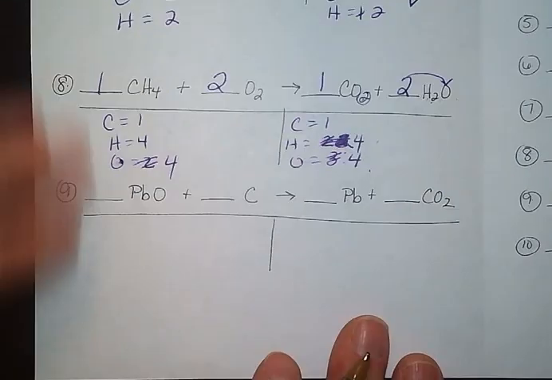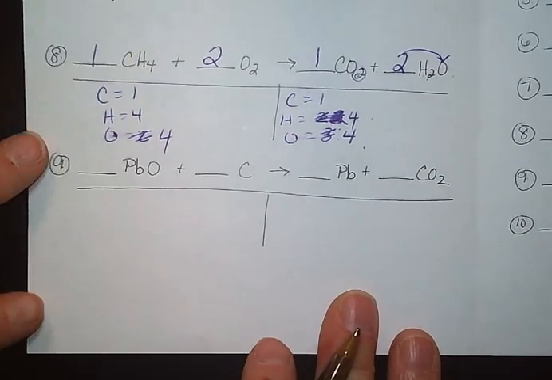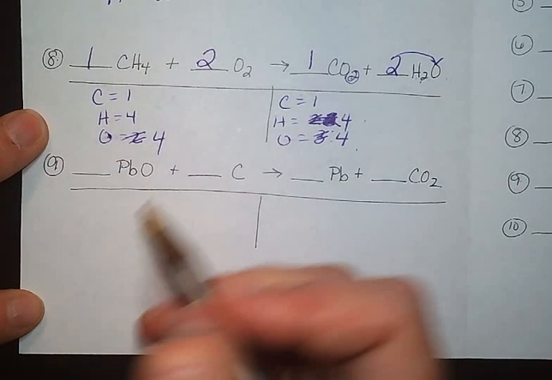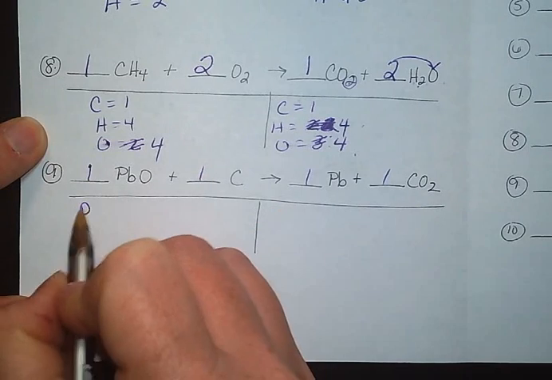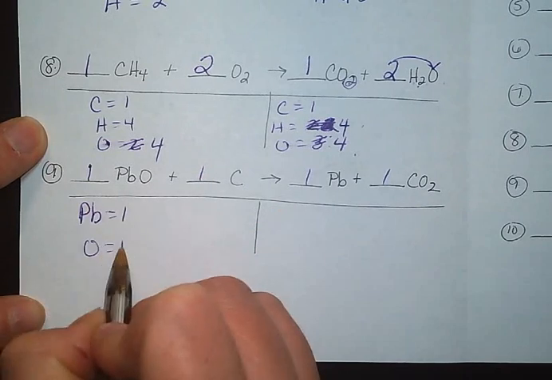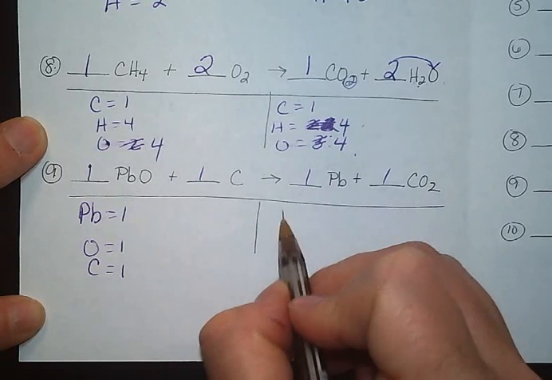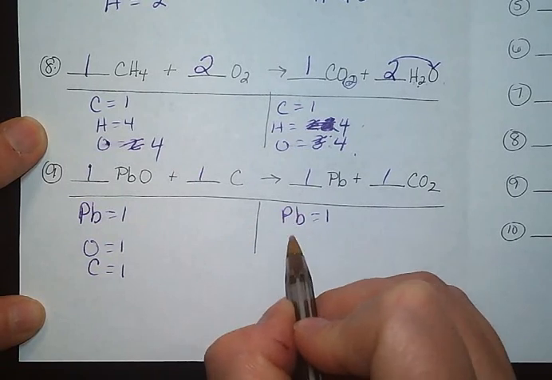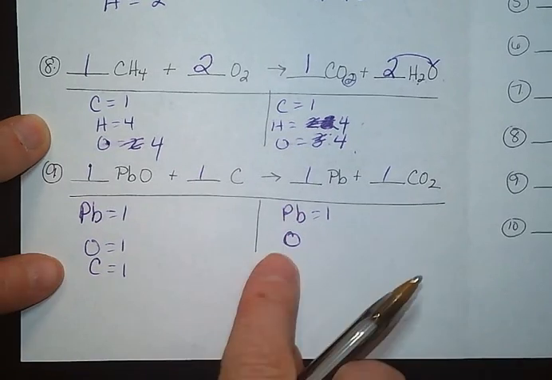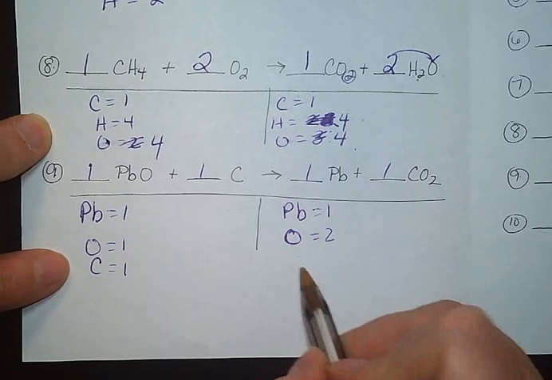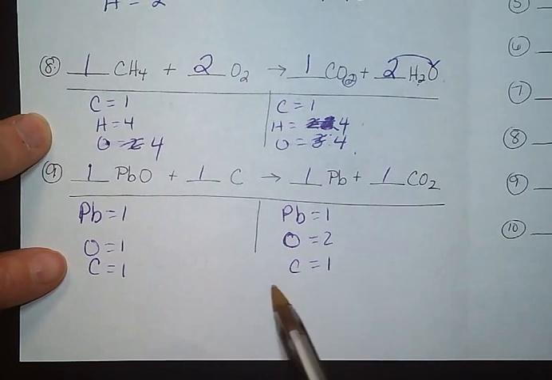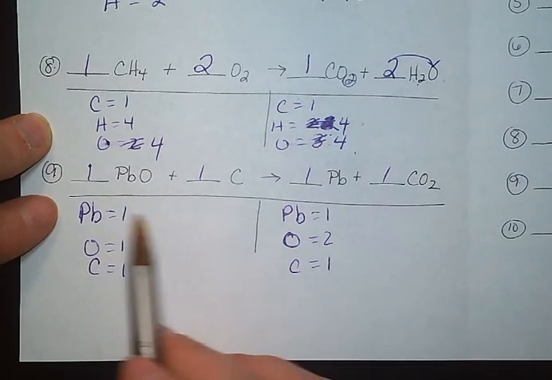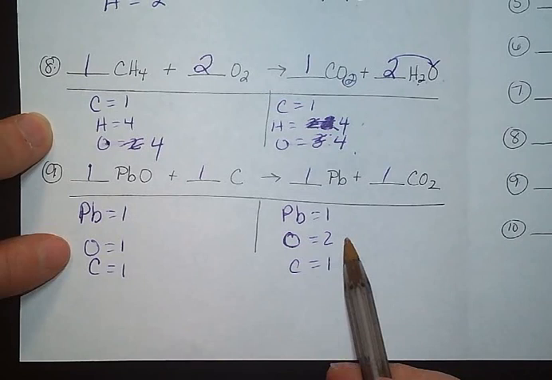All right, lead oxide and carbon will give me lead plus carbon dioxide. So if I have 1 of each of those to start off with, my lead is 1, my oxygen's 1, and my carbon's 1. On this side, my lead is 1, my carbon, I'm going to put oxygen second though. My oxygen's 2, and my carbon is 1. And I like to list them in the same order on both sides. It doesn't matter the order, but the same order just helps me to see. So the only thing that's out of balance is my oxygen. So this one needs more oxygen.